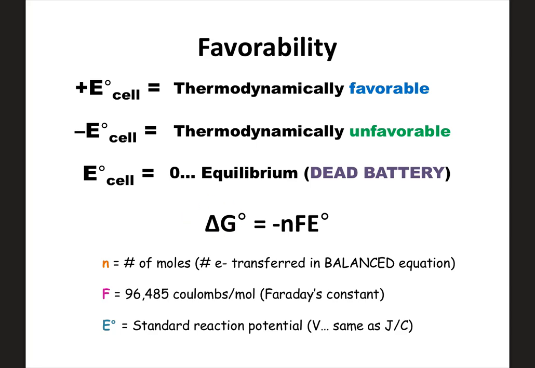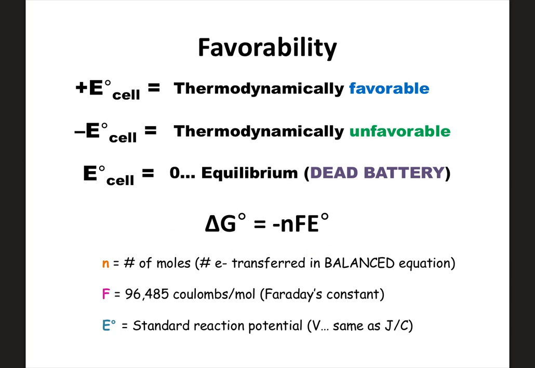You can calculate the delta G for a particular cell. But you need to realize that E naught is going to be in volts, and volts is the same thing as joules per coulomb. That will allow your coulombs to cancel from the Faraday's constant, and your units will end up being joules per mole when you calculate your delta G. And then the same things apply. If you get a negative delta G, you know that the reaction is thermo-favored. If you get a positive delta G, then it's thermo-unfavored. But definitely understand that a positive E for the cell means that the cell is thermo-favored. A negative would be thermo-unfavored.